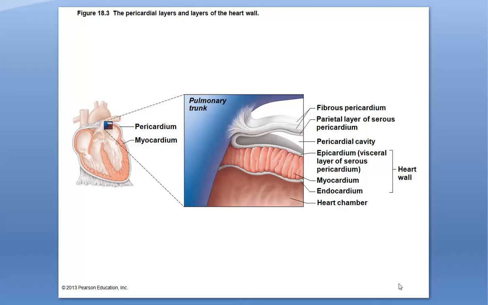Or, in some cases, a lack of pericardial fluid, and then you could hear a friction rub between the pericardial layers.